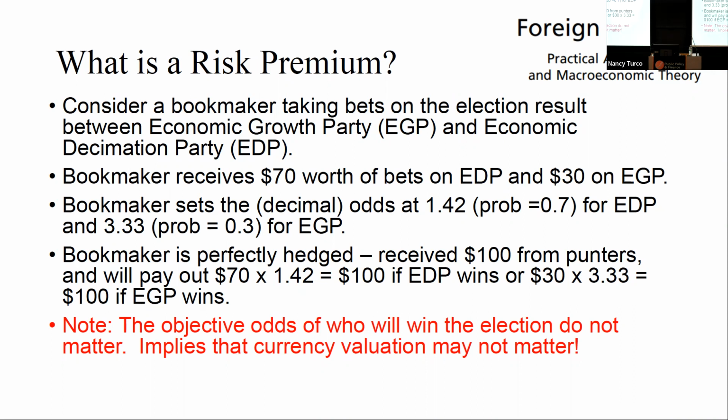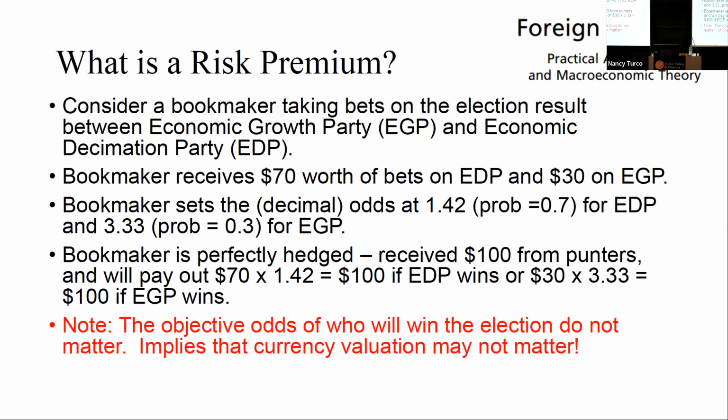So let's think of this example. We've got a bookmaker, and the bookmaker is taking bets on the election between the Economic Growth Party, the EGP, and the Economic Decimation Party, the EDP. Okay, the bookmaker doesn't know what odds to set. So instead of setting odds, they say, okay, everyone come into my shop and put your bets down. And what the bookmaker finds is he gets $70 of bets on the Economic Decimation Party and $30 of bets on the Economic Growth Party.